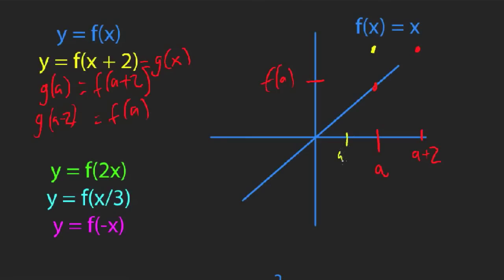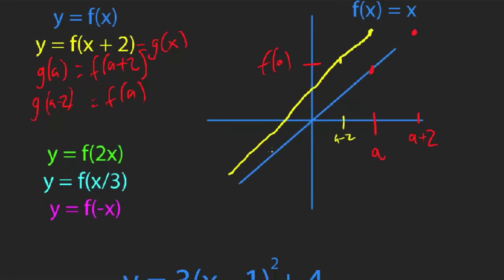So a minus 2 is maybe here. We're hitting that f of a there. So we're hitting everything earlier. So this is actually a shift to the left when you add 2 inside the parentheses. And if you subtract 2 inside the parentheses, you get a shift to the right. So it's the opposite of what you might expect. And again, you ought to just memorize that, but this is how you can reason it out. Horizontal translations and other transformations often do the opposite of what you expect.